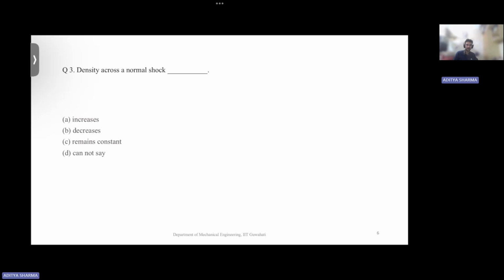So what happens to density across a normal shock? So I've just told you that static density increases. Okay, so A is the correct answer to this question.